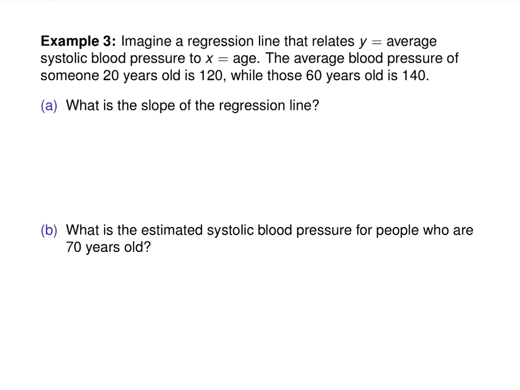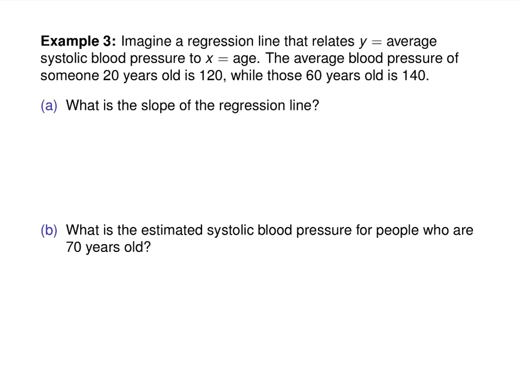So, pretend there's a regression equation that relates average blood pressure to age. The average blood pressure of someone who's 20 is 120, and for people that are 60, it's 140. What is the slope of this regression line? What I've done there is give you two ordered pairs, and you have to write them in the right order and then find the slope.